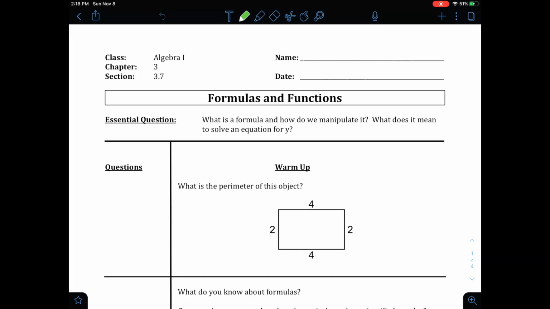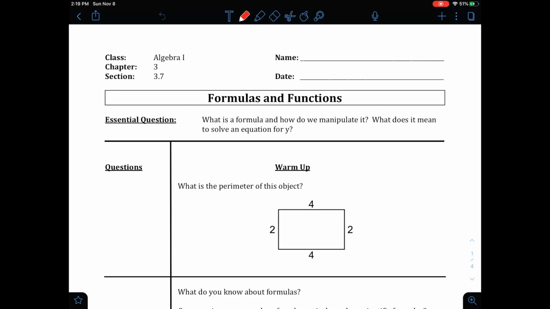Okay, so this is kind of a hard lesson, so just stick with me. Make sure you bring your questions to class. It's challenging, but it's very similar to solving. It's just going to be a little bit more abstract, I would say.